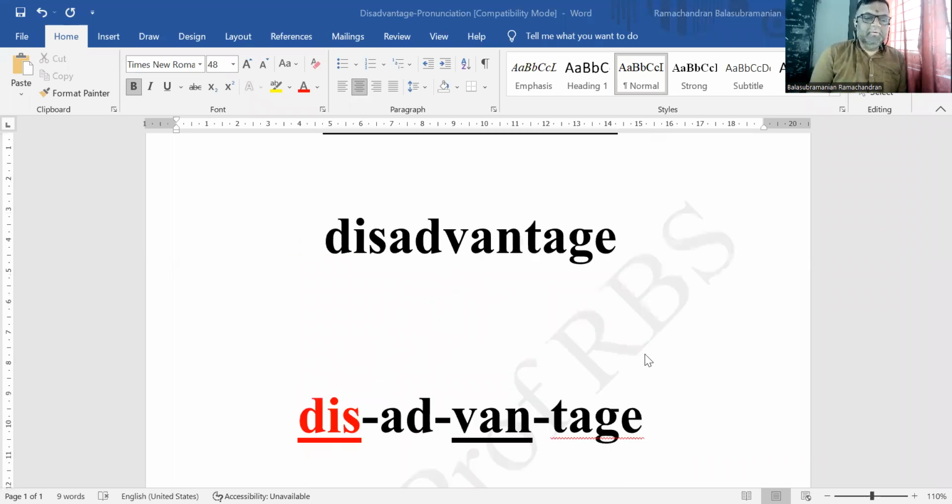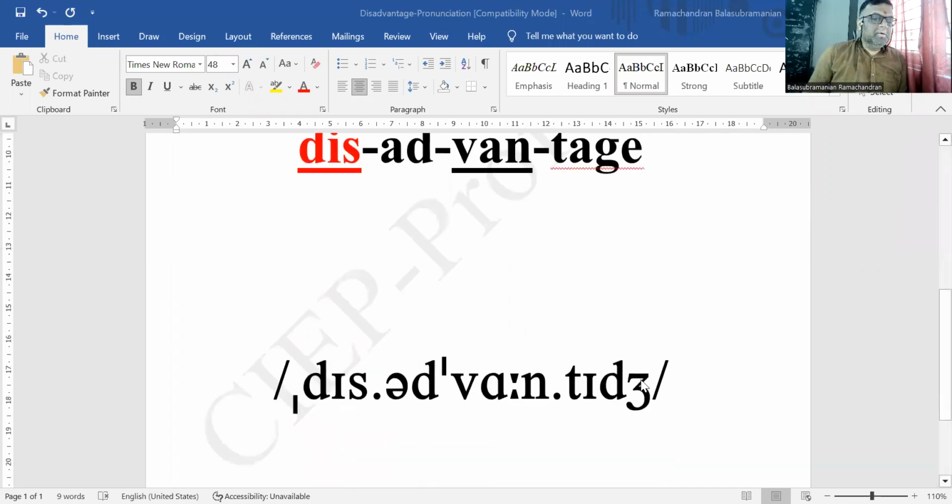And you may be wondering why the 4th syllable is pronounced like this. Let's come to the transcription. There are 2 or 3 things I want to discuss here. One is that the 4th syllable is not tage. Since it occurs as a last syllable, the last syllable will not be strong. If the word has more than three syllables, automatically the last syllable is weakened. So it is not tage, it is tidge.